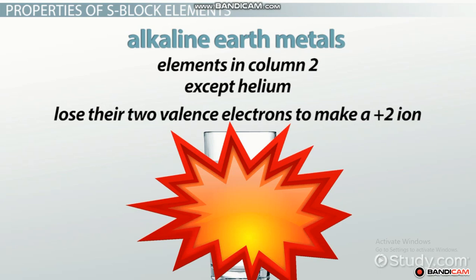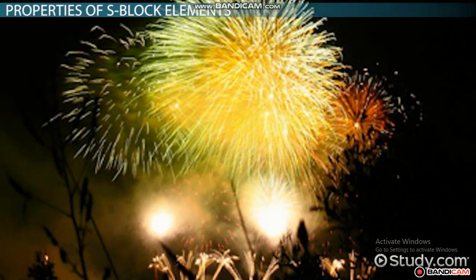S block elements are famous for being ingredients in fireworks. The ionic forms of potassium, strontium, and barium make appearances in firework displays as the brilliant purples, reds, and greens.